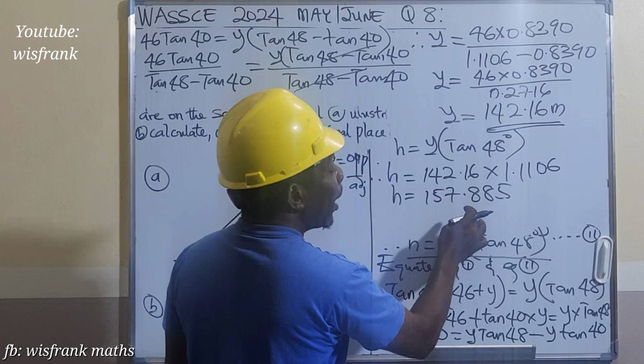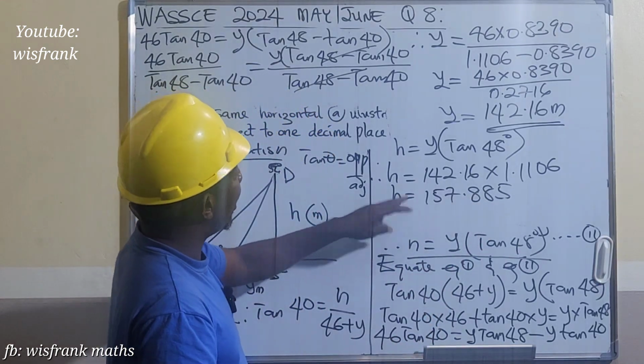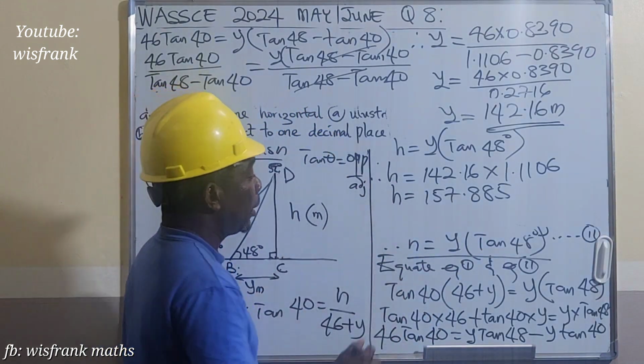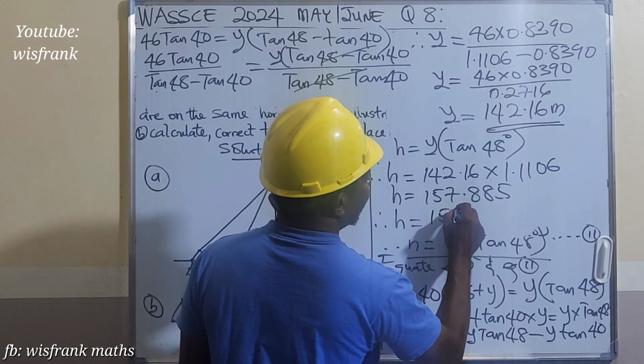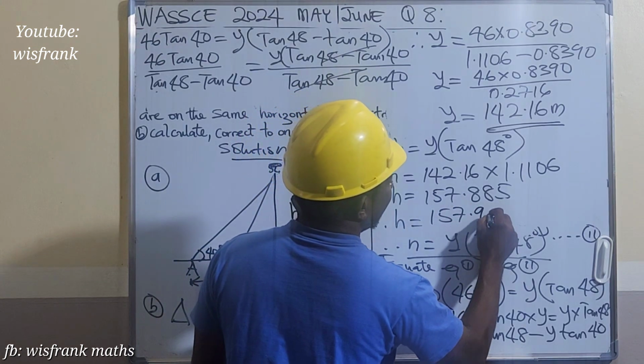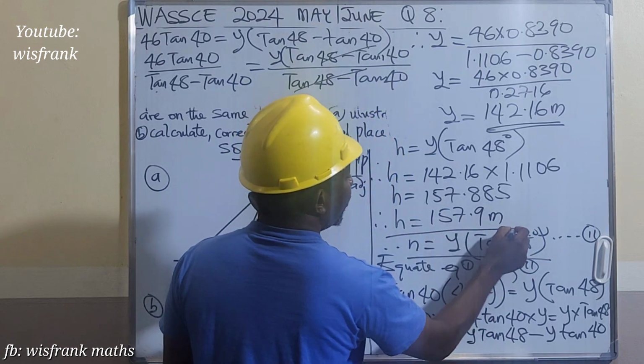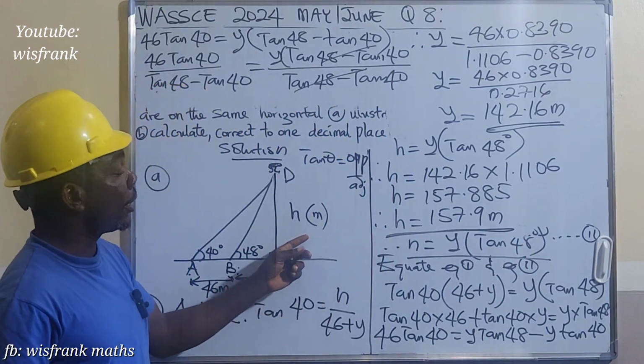157.885. Because we are asked to find the height of the pole correct to one decimal place, therefore our h will be equal to 157.9 meters. So this is the value of h, which is the height of the pole.